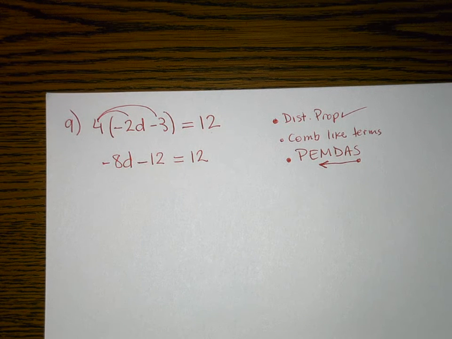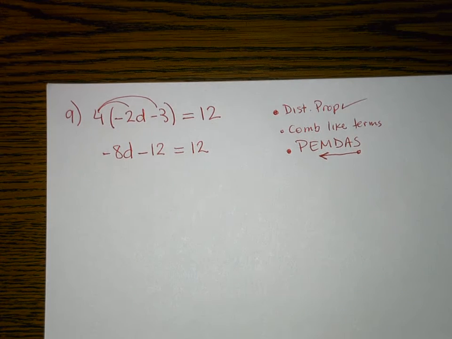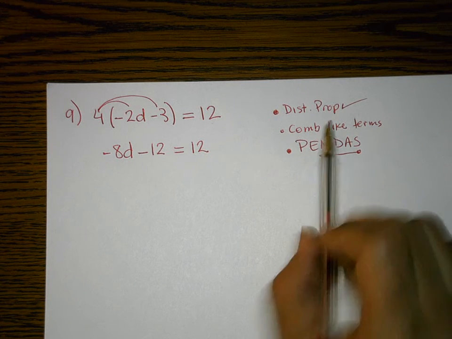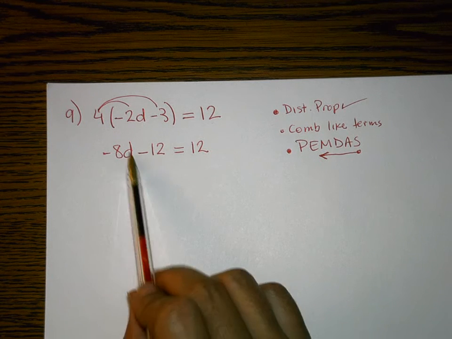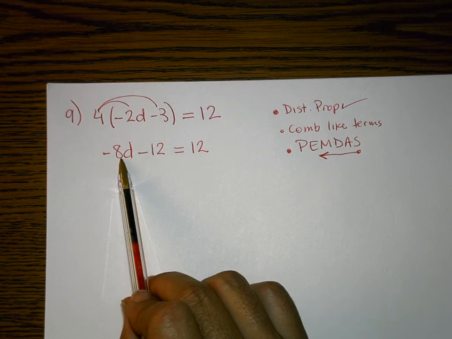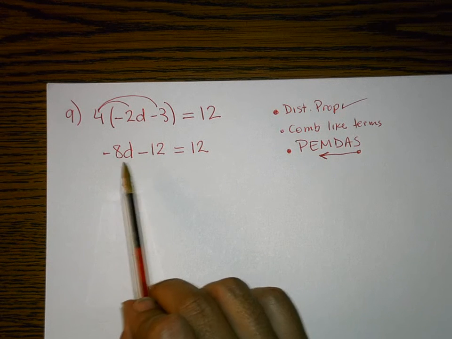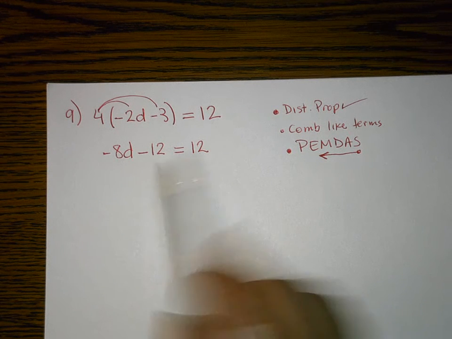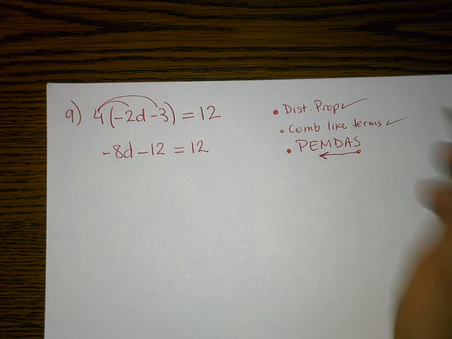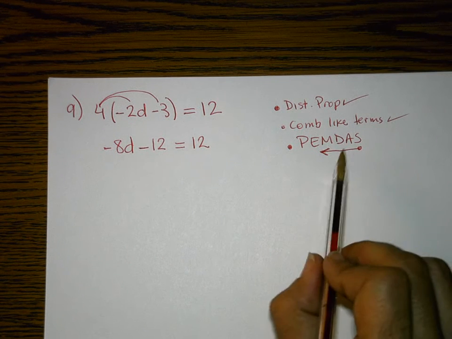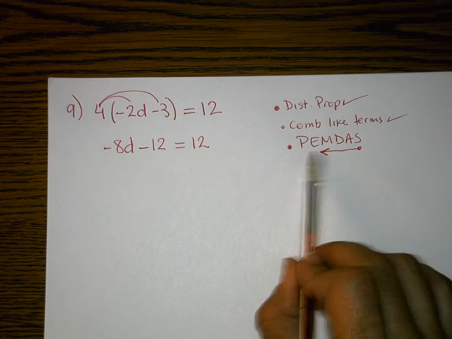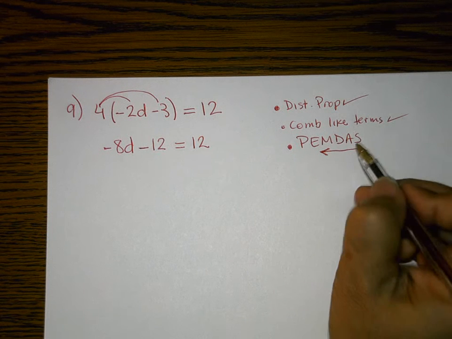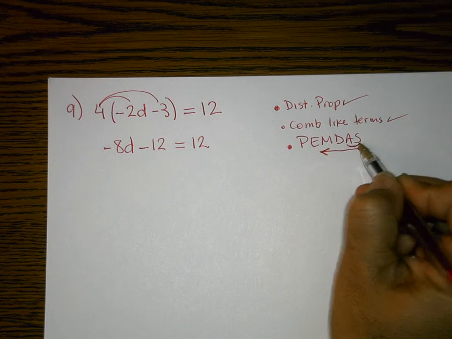Okay? All right, so I did distributive property. Do I need to combine like terms? Let's see, there's only negative 8D here. There's no more D's to combine. So I'm going to go ahead and move on. There is no combining like terms. I'm going to go ahead and move on to my order of operations backwards.